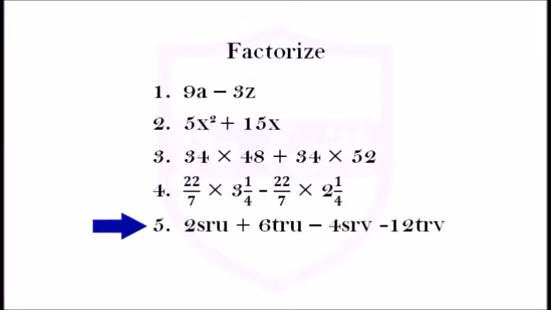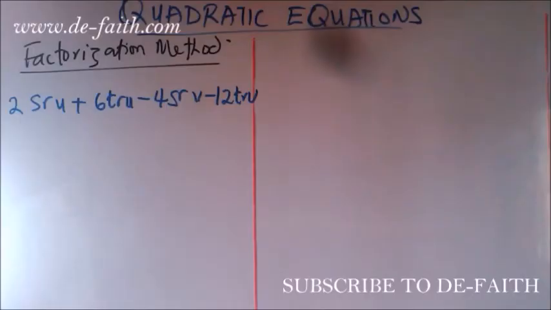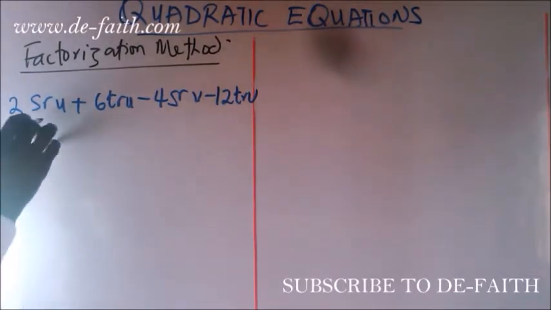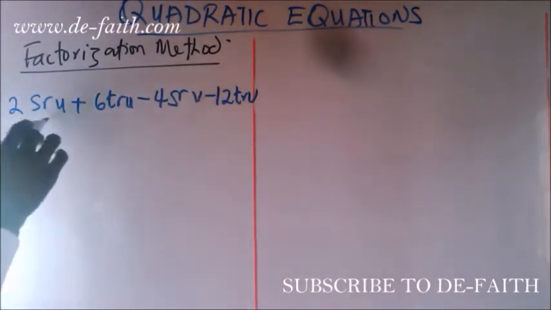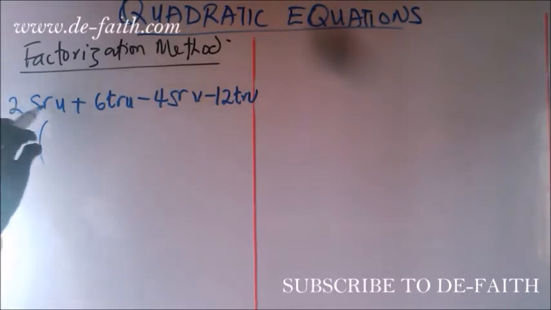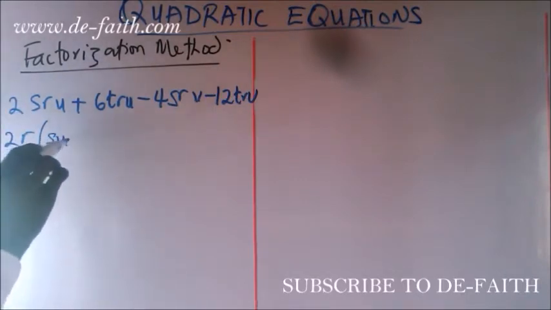To factorize 2SRU plus 6TRU minus 4SRV minus 12TRV. Taking a good look at the entire equation, we have some numbers and letters that are common, such as R, and then 2 is a factor which is common. So we would bring out 2 and R from the entire equation. And when we bring out 2 and R from them, we have SU left.